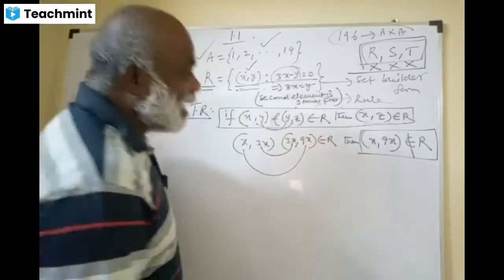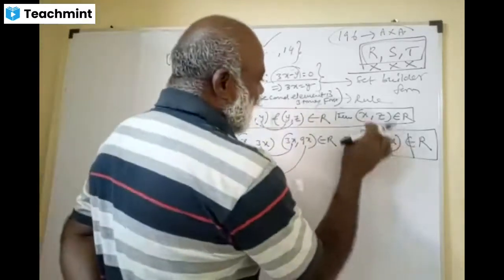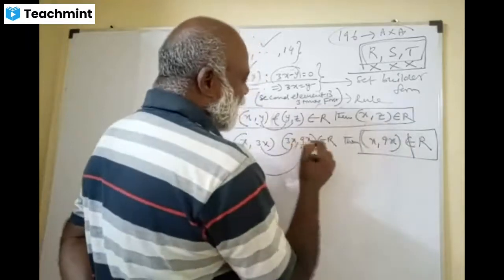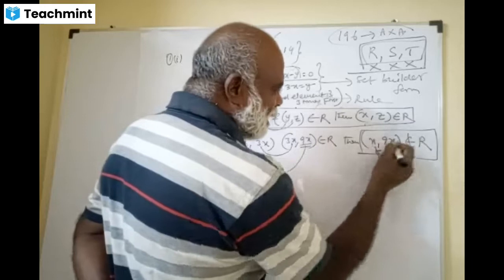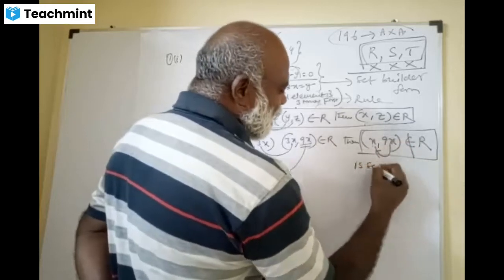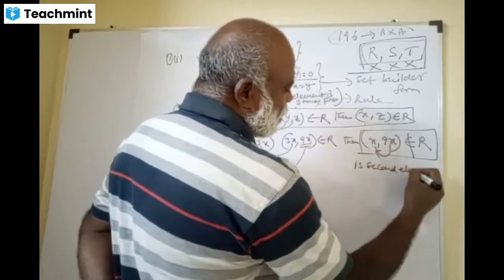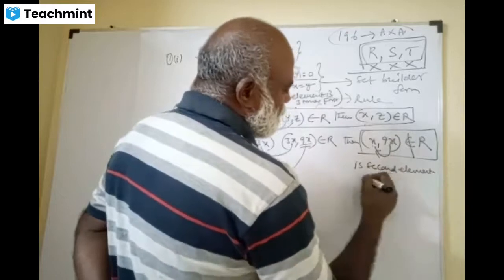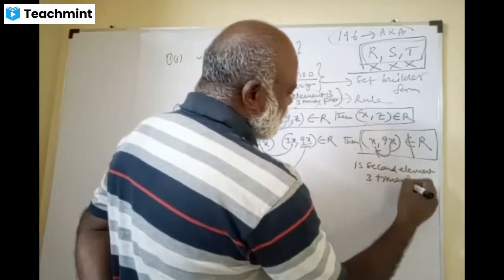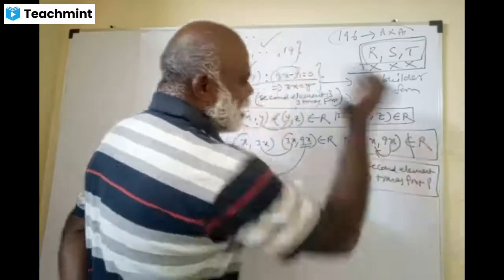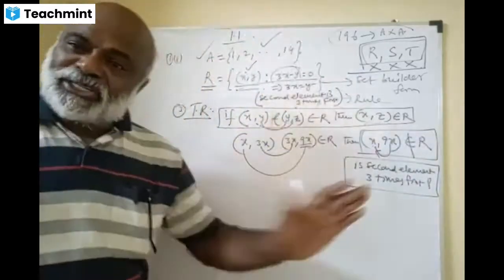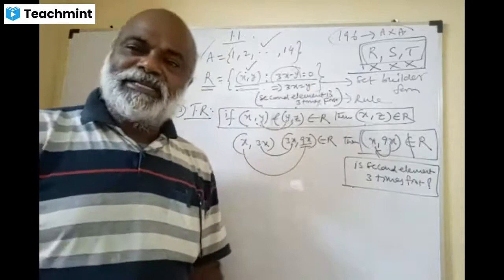Now you have to check it. x, z is x, 9x. Is the second element 3 times the first? This is a question you should ask. If it is yes, you say it belongs to R. If it is not, no, it doesn't belong to R.